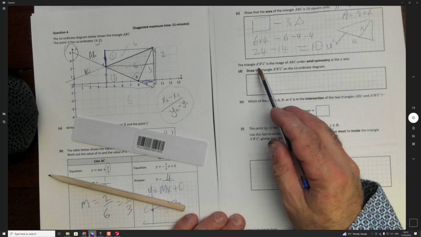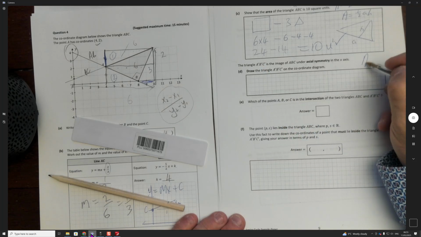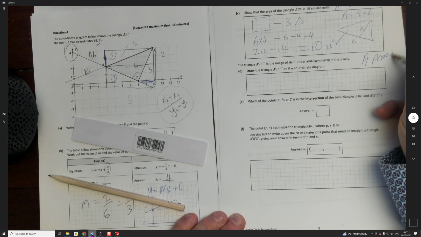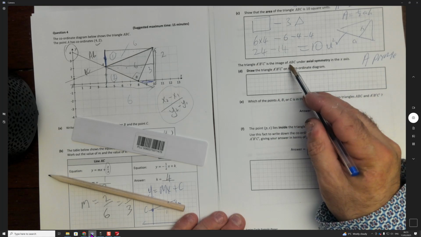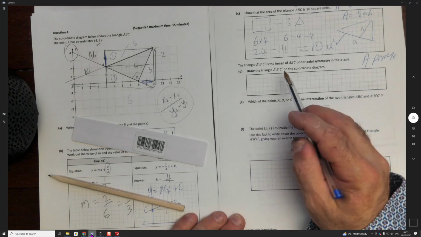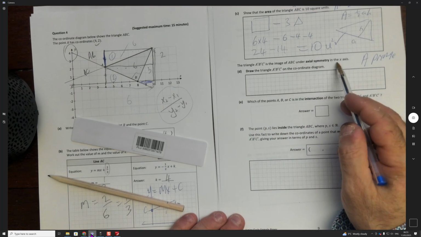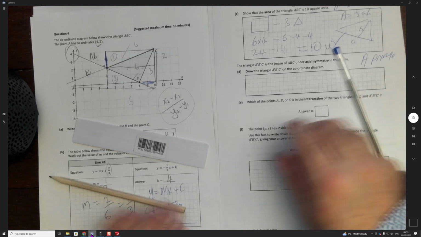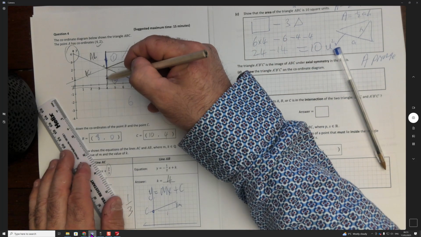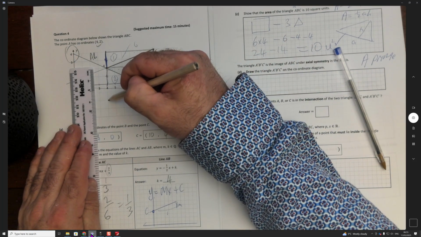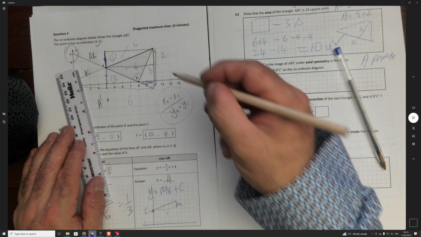Now, the triangle A prime, B prime, C prime. I said A prime, which is just a way of saying some image of A, which was here, is the image of ABC under axial symmetry in the x-axis, which means you reflect everything straight down. It's as if the x-axis is a mirror. So I've come down 2, I'll go down another 2. Okay, so that goes there, A prime.